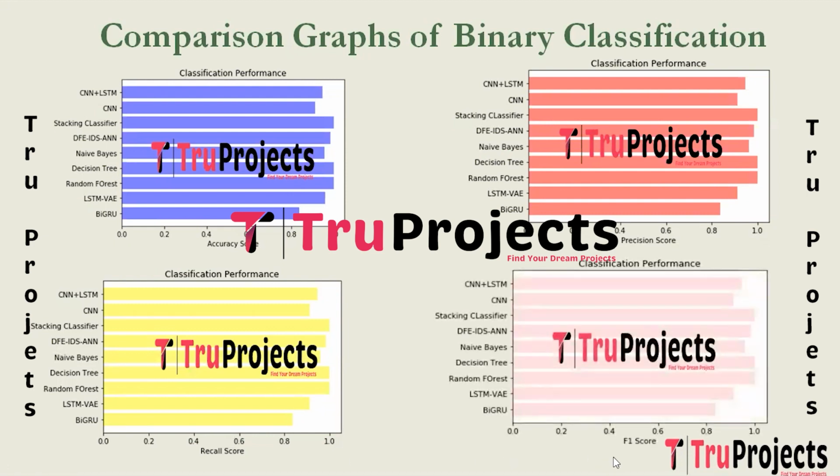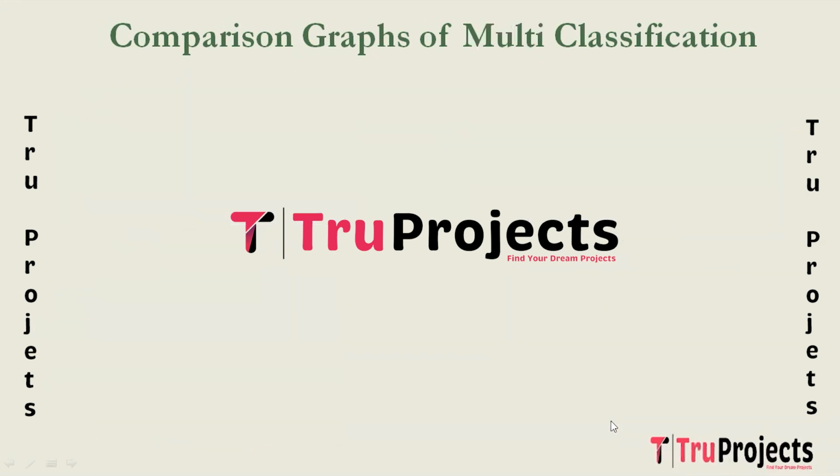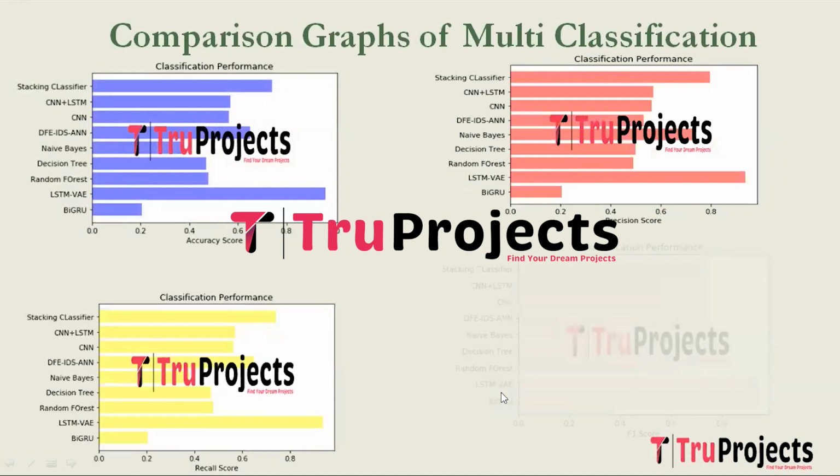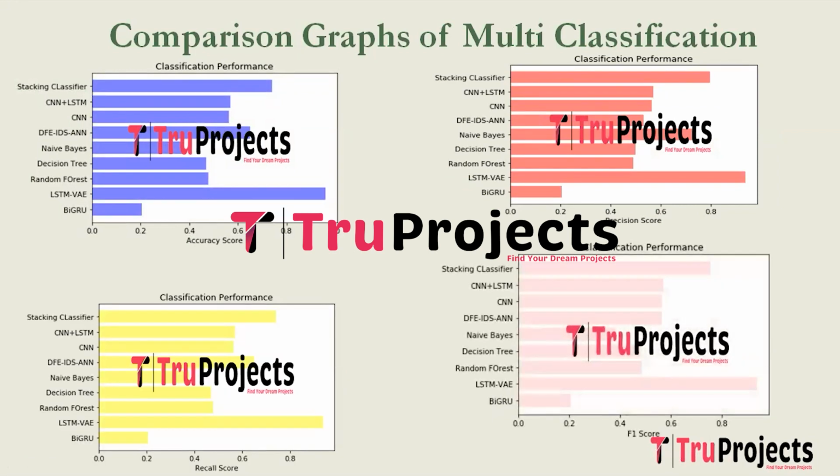This is the F1 score comparison graph, where on the x-axis we have F1 score for each algorithm and on the y-axis we have algorithm names. The F1 score is the harmonic mean of precision and recall. It provides a balance between precision and recall. Here we have comparison graphs of multi-class classification. These metrics provide a comprehensive evaluation of the model's performance in both binary and multi-class classification scenarios, considering aspects of accuracy, precision, recall, and F1 score. The model which performs best among all the metrics is used for prediction.